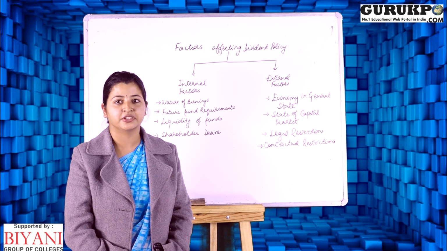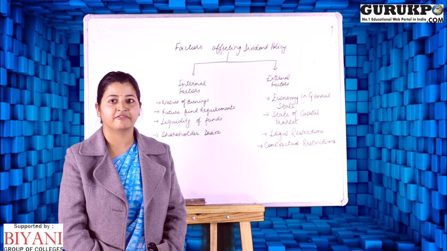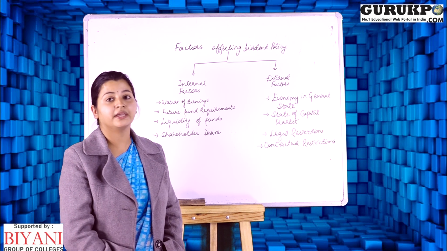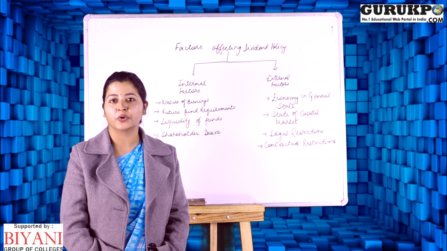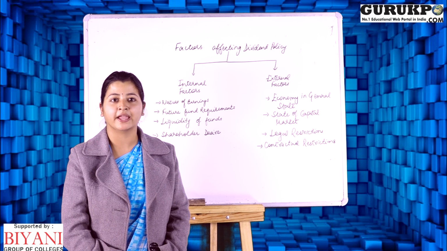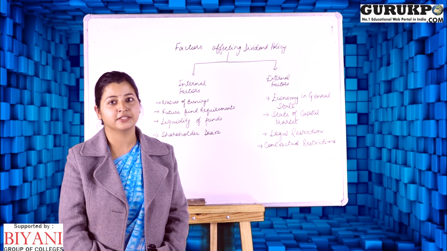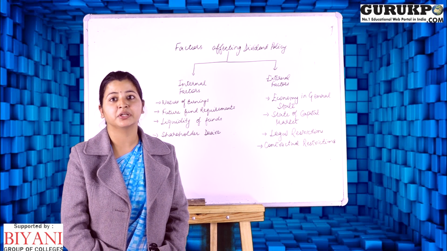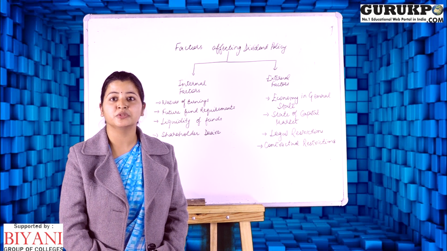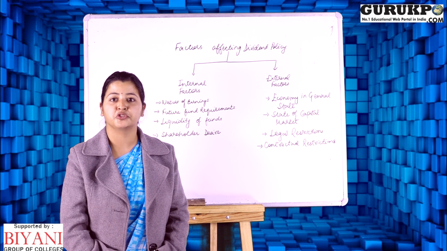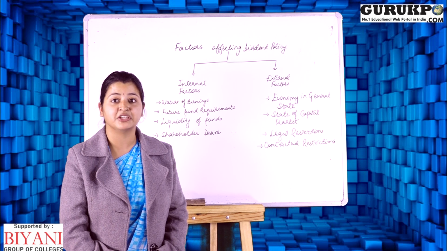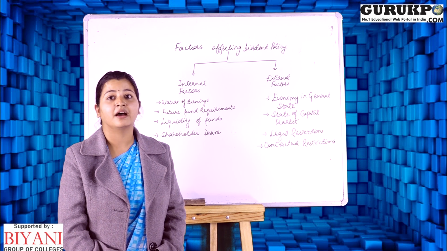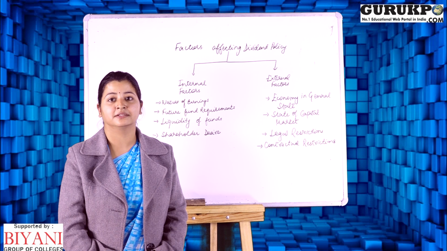Now come to the external factors through which dividend policy is affected. The first is the general state of the economy. When the boom period is going on in the economy, the market demand is high and the company is selling good units of products. So at that time the company can distribute a high rate of dividend to the shareholders. But in the case of recession or inflation, the company can distribute a lower percentage of dividend to the shareholders.